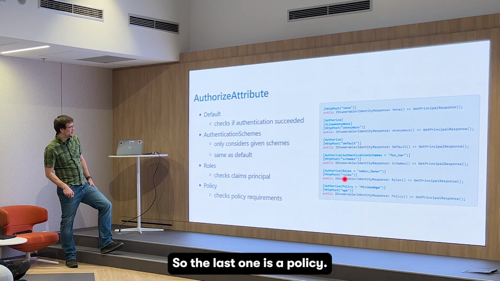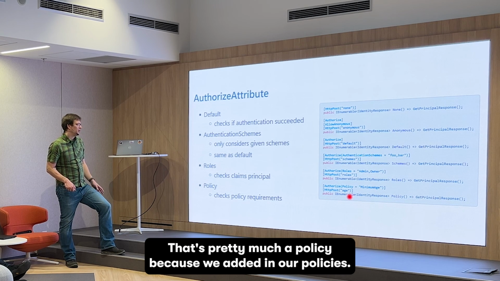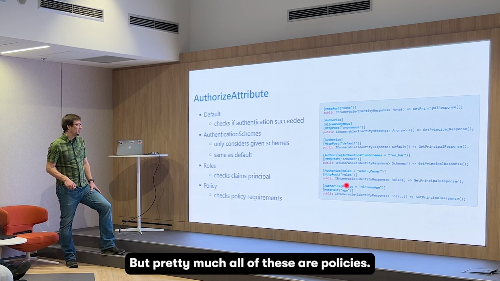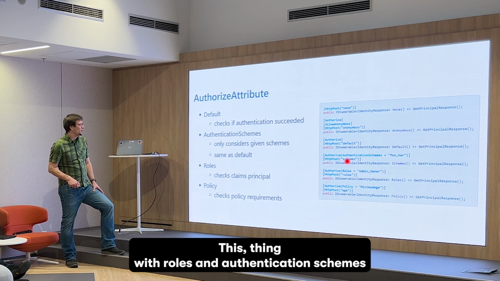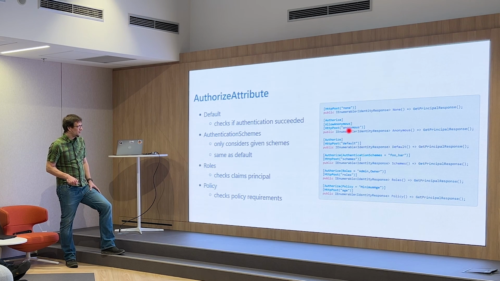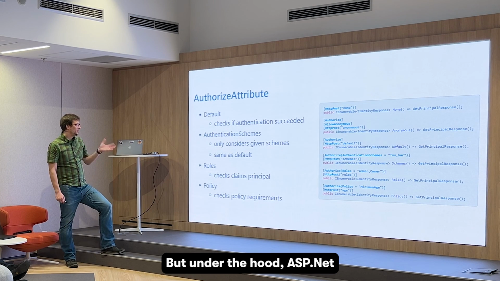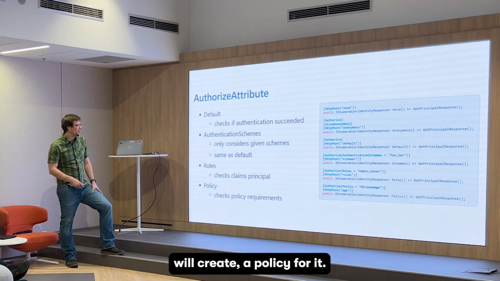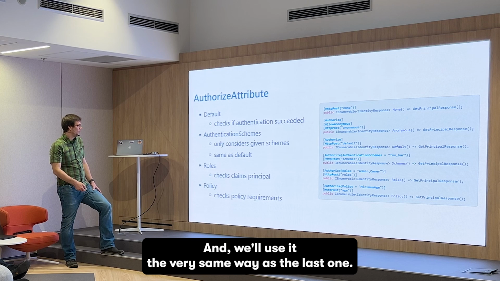So the last one is a policy. That's a tricky thing because we have this minimum age that we had in the start. That's pretty much a policy because we add it in our policies. But pretty much all of these are policies. This thing with roles and authentication schemes and maybe nothing at all or allow anonymous, these are only syntactic sugar for us, but under the hood, ASP.NET will create a policy for it and will use it the very same way as the last one.